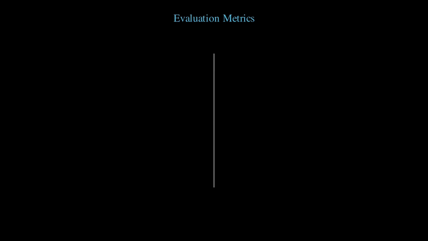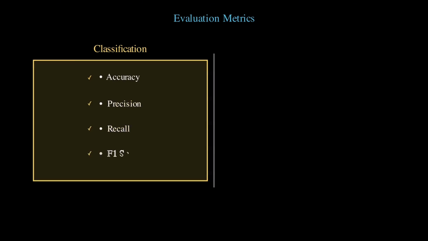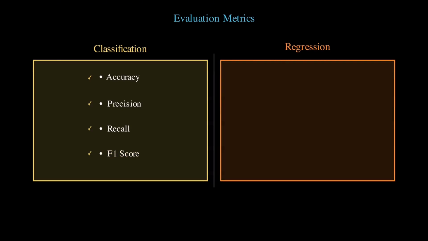Neural networks handle complex patterns in large datasets. How do we know if our model is good? For classification, we use accuracy, precision, recall, and F1 score. For regression, we use mean squared error, mean absolute error, and R squared. These metrics tell us how close predictions are to the actual values.